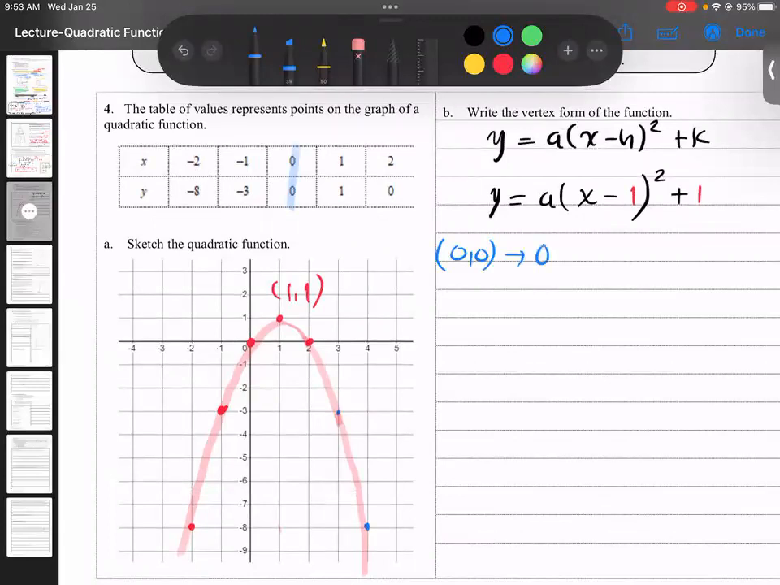y is 0, x is 0. This is not 0. Careful, okay? You say a times 0, no, it's not 0. You're gonna do the order of operations first. So inside first, 0 minus 1 is -1, -1 squared is 1. So a plus 1 equals 0, a equals -1.